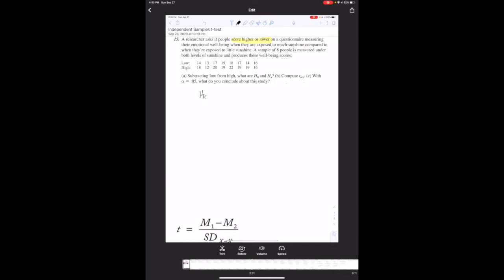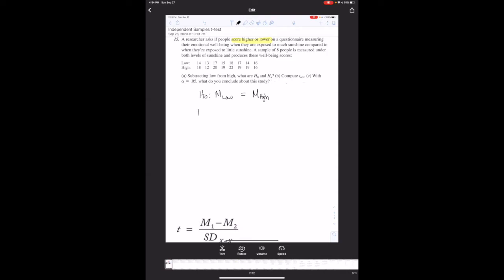The null hypothesis would be what we would expect to find if sun had no effect on well-being scores, that it didn't make any difference. So it might look something like this. Mean low equals mean high, because sunlight had no effect on well-being scores.